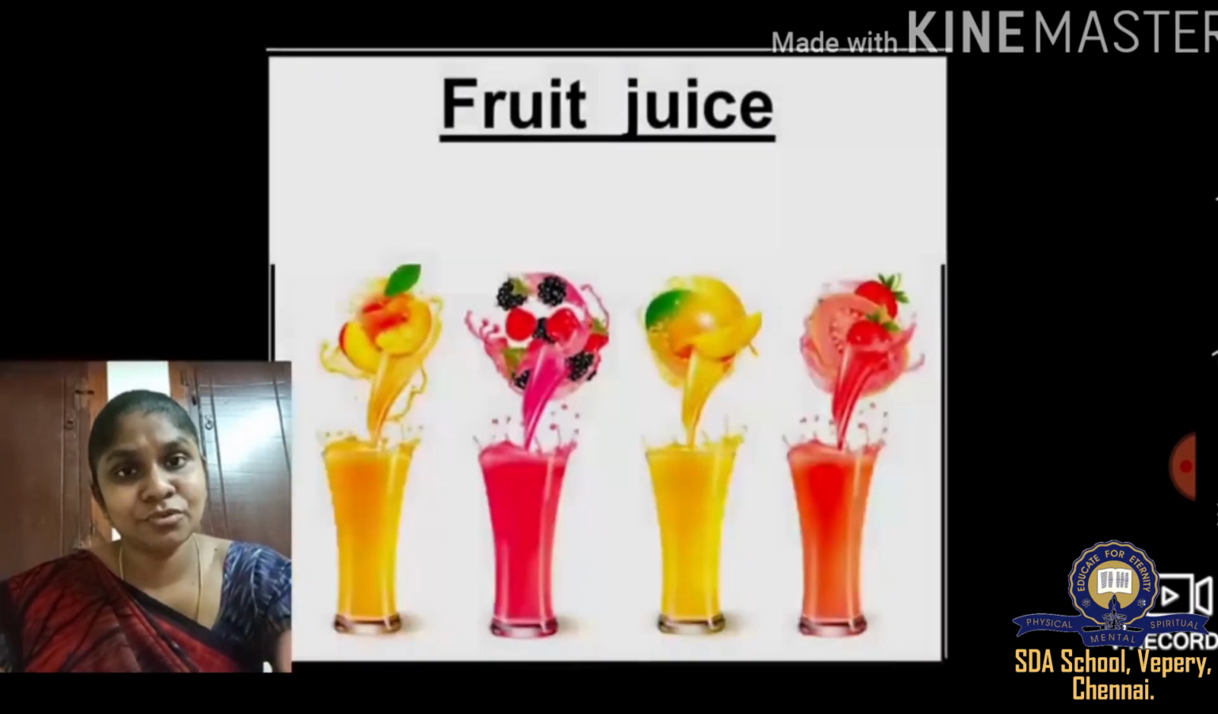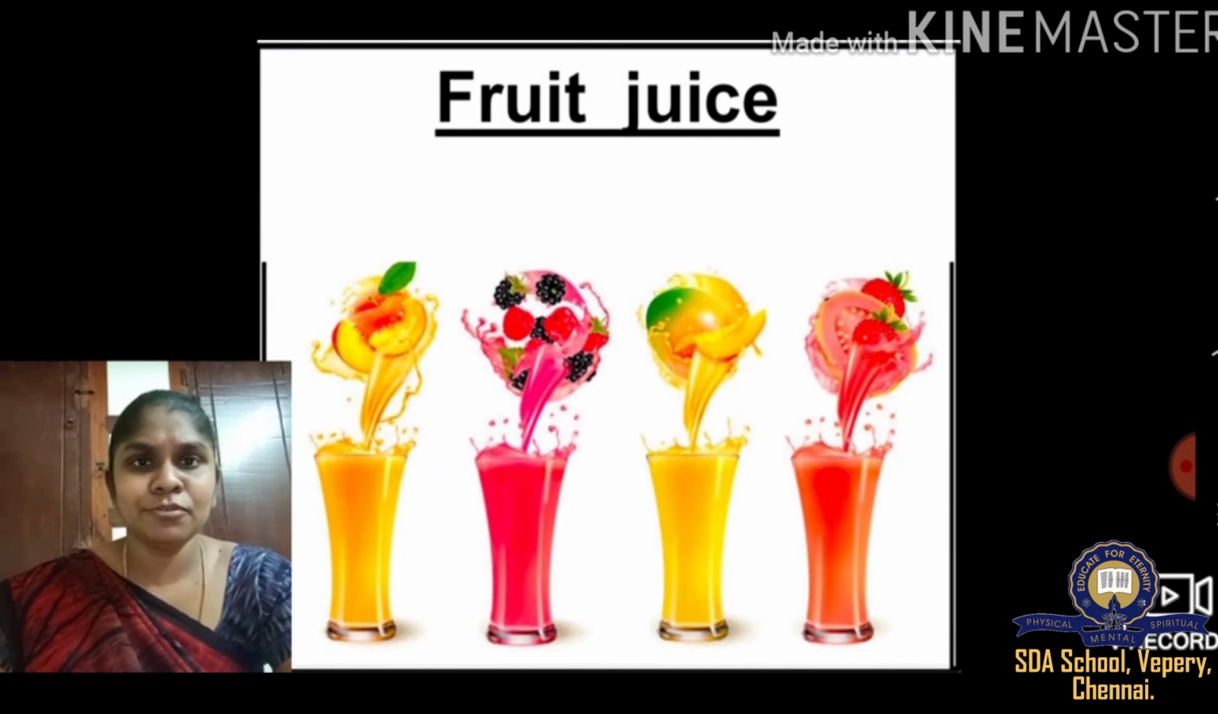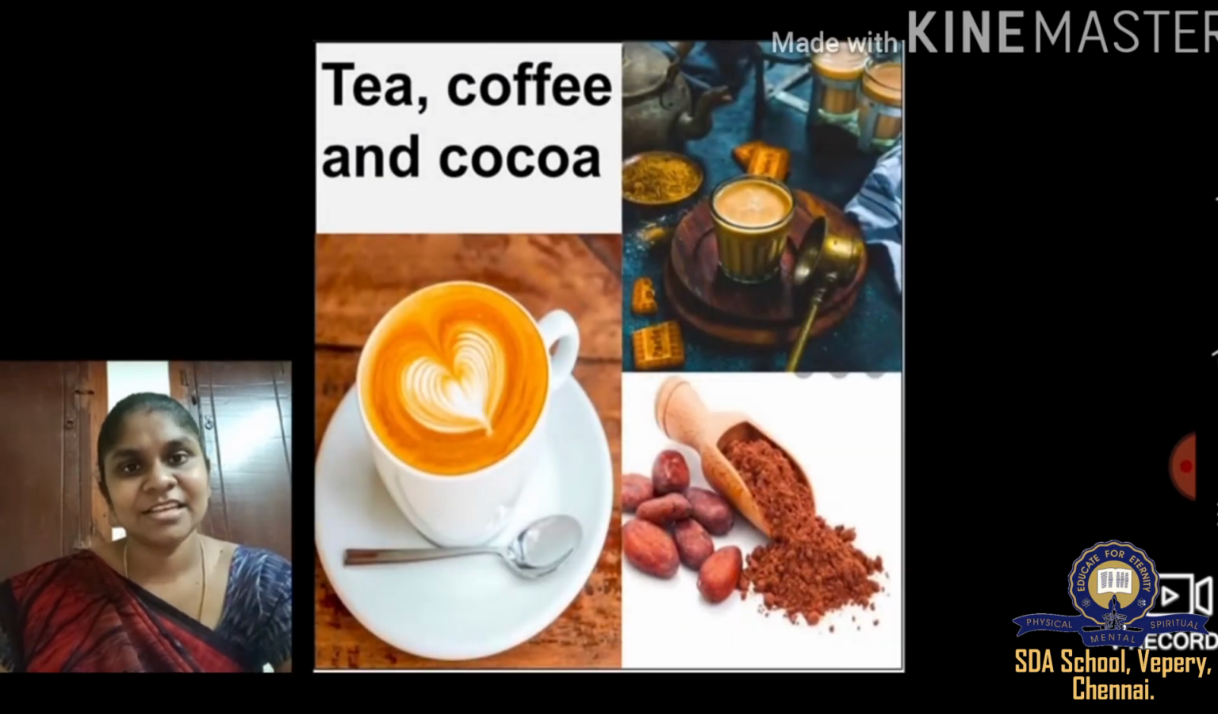And then next, fruit juices. We are getting all fruit juices from the fruits. Those fruits are coming from the plants and trees. Okay, all these fruit juices we are getting from the plants. Next, tea, coffee, and cocoa. Do you all know what it is? Some of you would have a habit of drinking coffee or tea in your home. And you must know from where we are getting tea powder, coffee powder, and cocoa powder. Okay, let us learn.